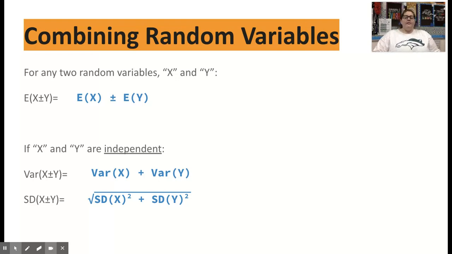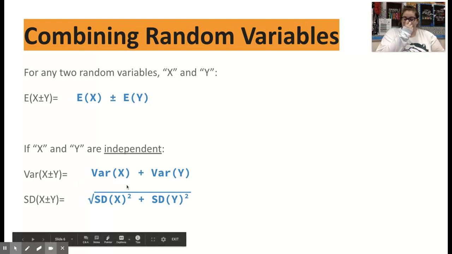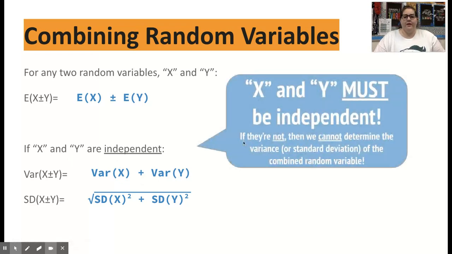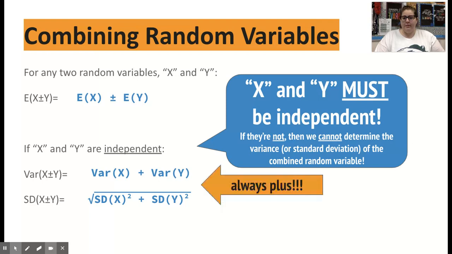But variance, or standard deviation, that variability, is a lot trickier. If the two variables are affecting each other, the variability is uncertain. So know that in order to do this kind of combination for standard deviation and variance, we have to know that the two variables are independent. If they're not independent, or if we don't know they're independent, we cannot determine the variance or standard deviation of that combined variable. So that's one thing to keep in mind.